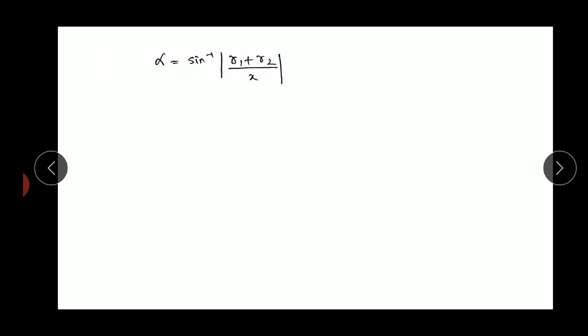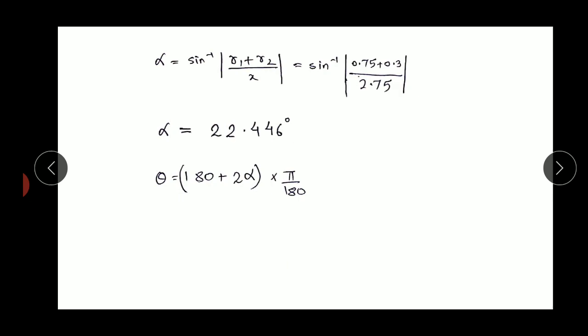Alpha is sine inverse of mod of (r1 plus r2) divided by x. Put all the values: sine inverse of (0.75 plus 0.3) divided by 2.75. r1 comes to 0.75 by using the formula n2 upon n1 is equal to r1 upon r2. So the value of r1 comes at 0.75 meters. So alpha we will get is 22.446.